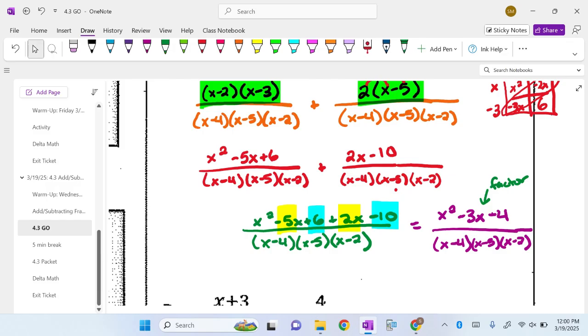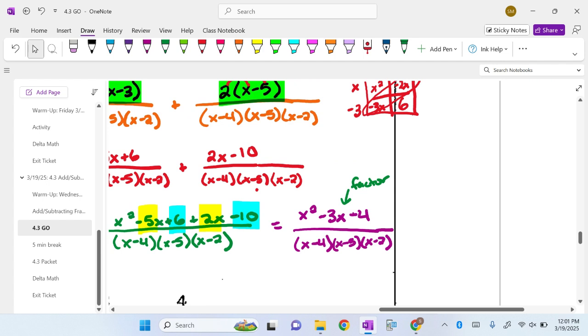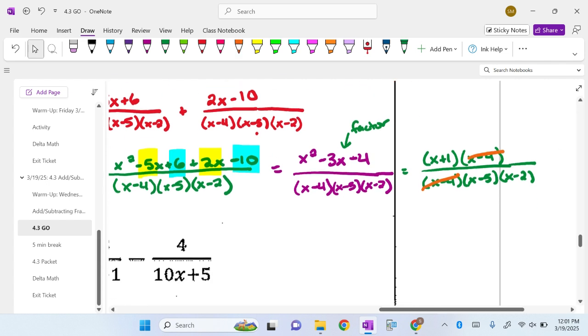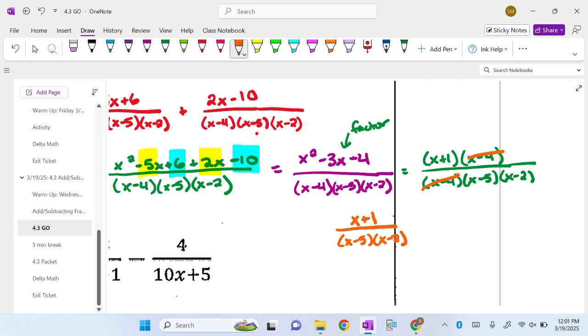All right. So what are two factors of negative 4 that can add to negative 3? Negative 4 and positive 1. So this becomes x plus 1, x minus 4, all over x minus 4, x minus 5, x minus 2. Do I have any common factors between the numerator and denominator? The x minus 4s, so those are gone. So I'm left with x plus 1 over x minus 5, x minus 2. So we know it's simplified. Now I just got to clean it up.